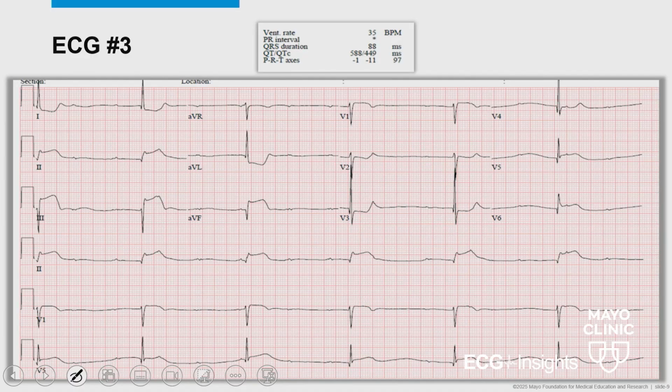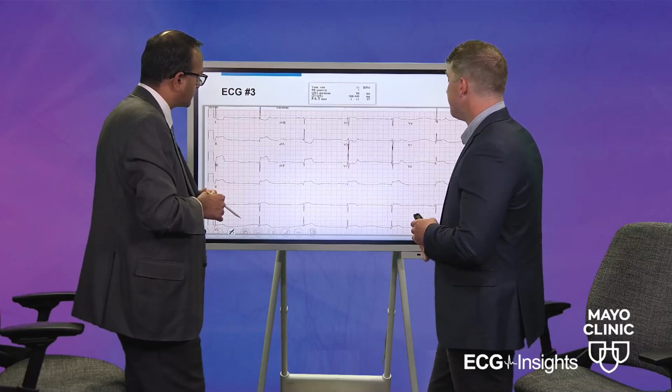And then I wouldn't stop there. When looking at our V leads as well, you have slight ST depression in V2, V3. V4 looks okay, but then you also have ST elevation in V5, V6, also the presence of slight Q waves as well. So there is some lateral wall involvement as well. So overall, we're looking at an inferior lateral STEMI.